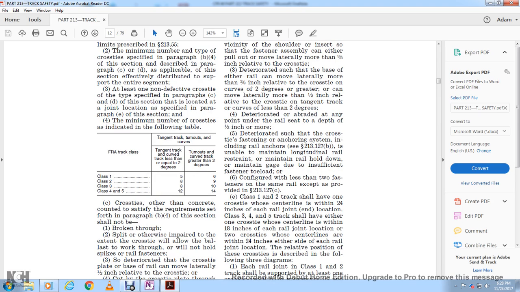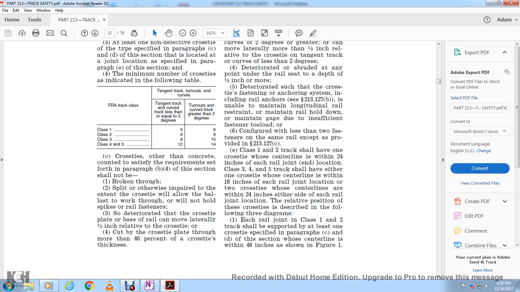5. Deteriorated surface of the cross tie fastening, or if it includes rail anchors (213.127), is unable to maintain longitudinal rail restraint, maintain rail hold down, or maintain gauge due to insufficient fastener toe load. Configured with less than 2 fasteners on the same rail, except as provided in 213.127.